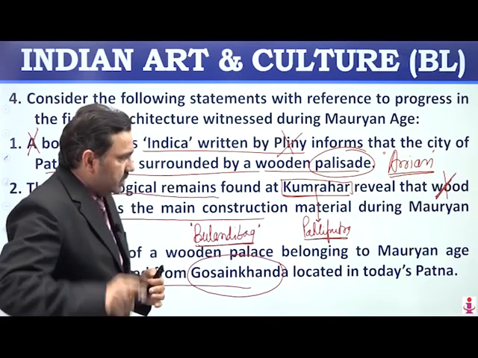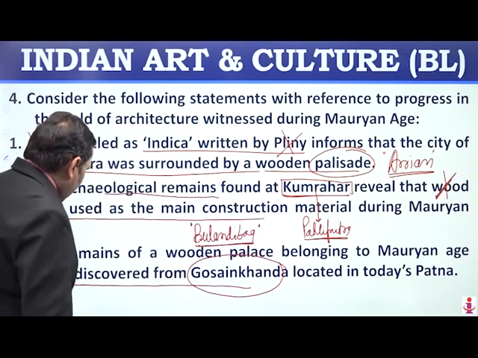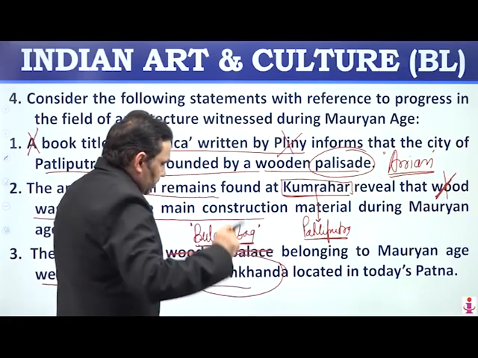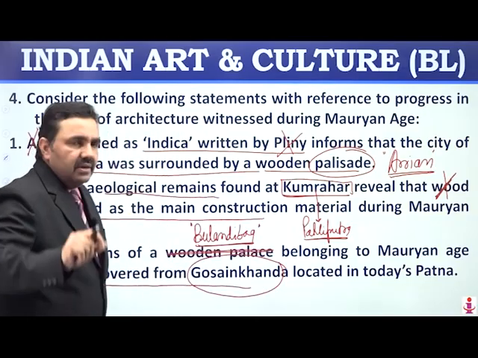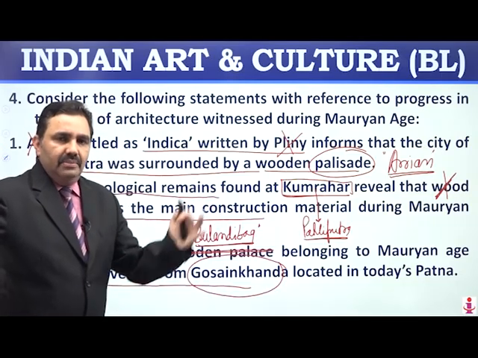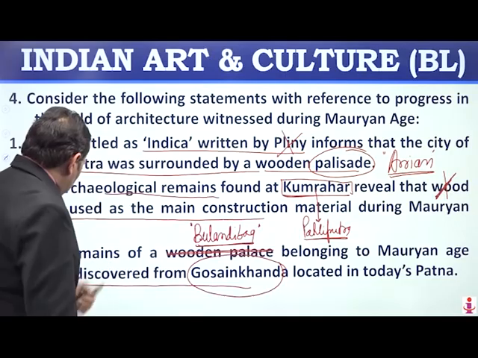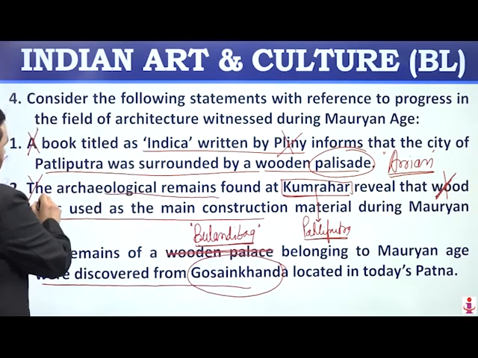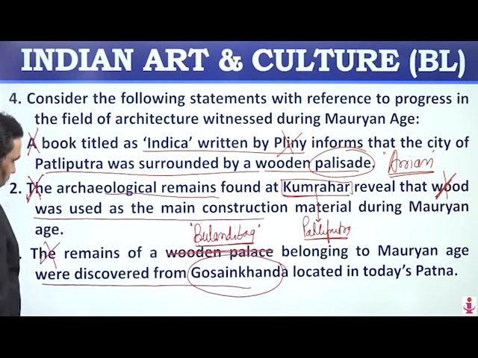Both are located in today's Patna, but not palace. Remains of palace were not found. Remains of wooden palisade. Palisade means wall or the fort wall that was surrounding the city of Patliputra were discovered here. So this is also a wrong statement.